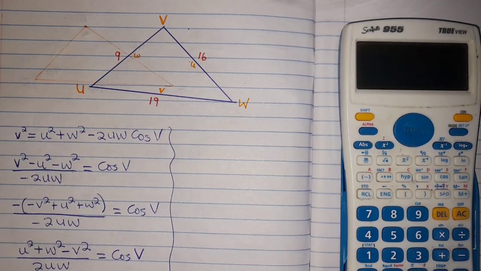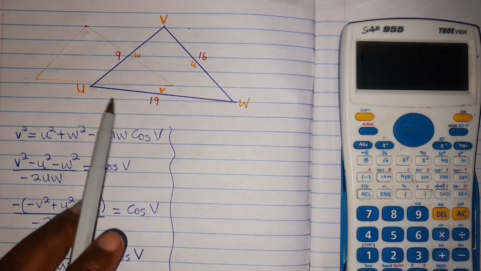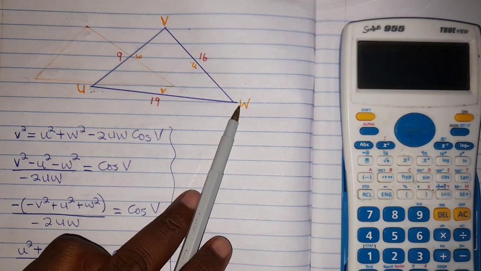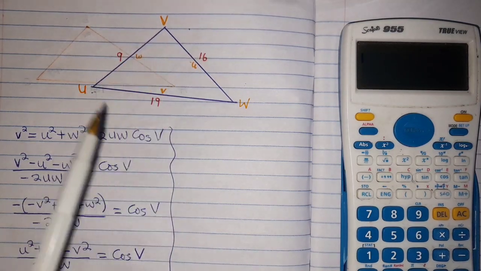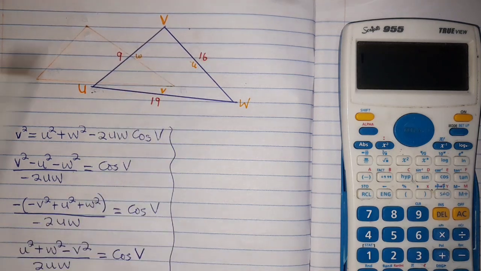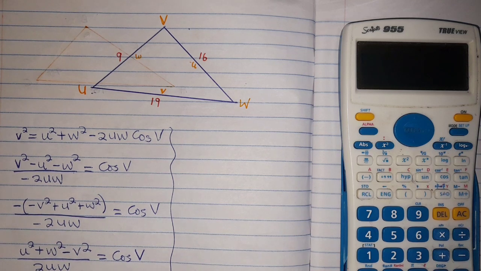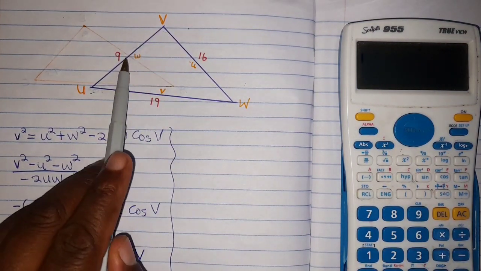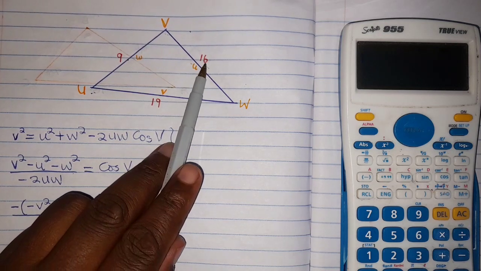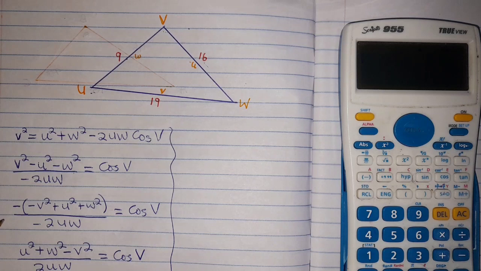Continuing with the cosine rule, in the previous part of this video, I showed you how to calculate the length of a side when you are given two sides and an angle in between. But now we are given three sides of a triangle, and you can use that to determine the sizes of the angles, right? For example, if we want to determine the size of angle V, we are given this side is 9, this side is 16, and this side is 19.